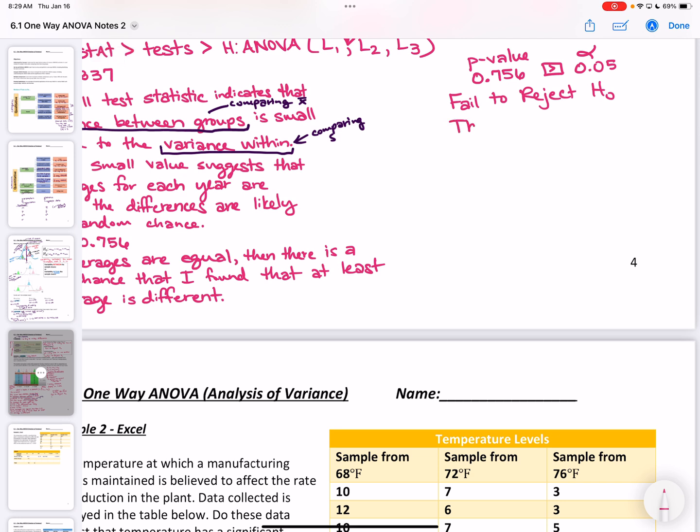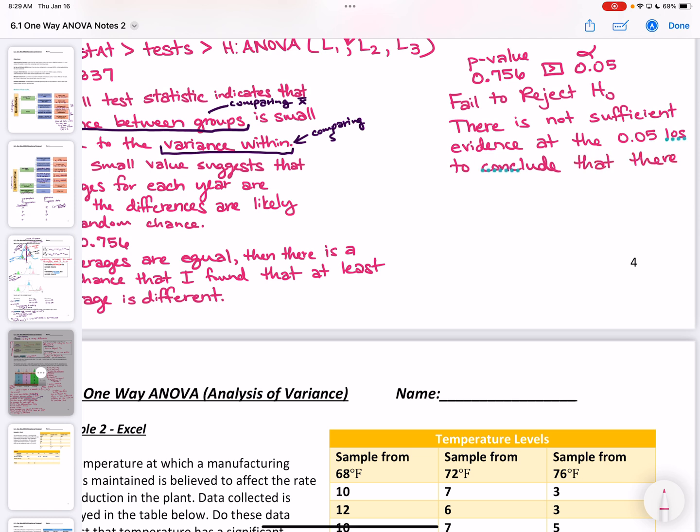There is not. Good. There is not sufficient evidence at the 0.05 level of significance to conclude that there is a difference in average scores for students.